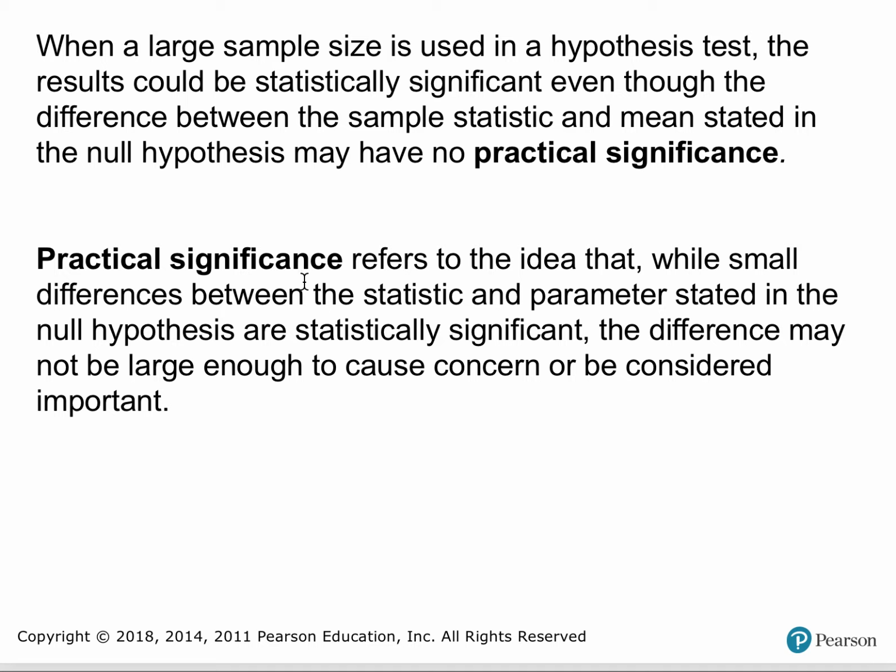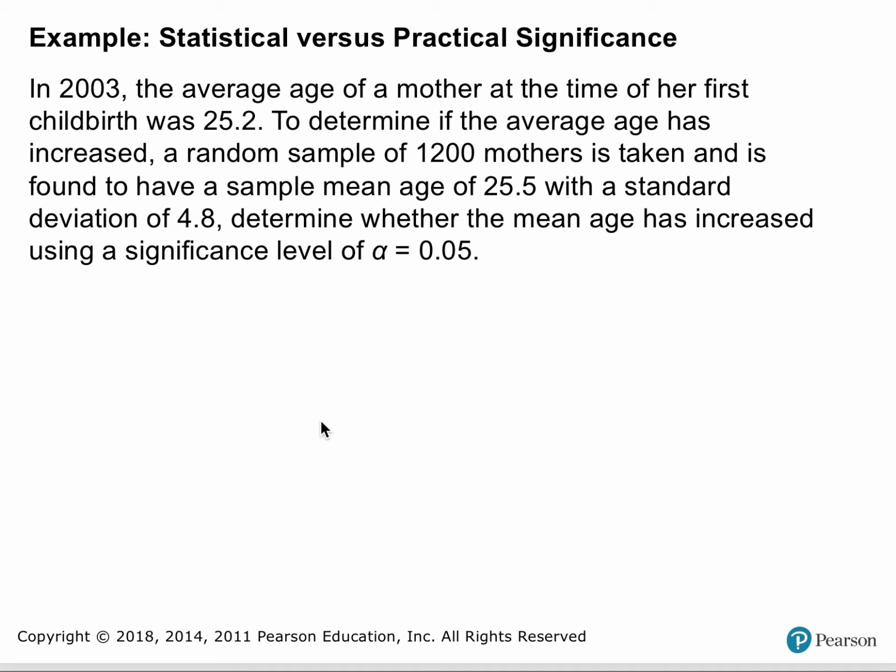Practical significance refers to the idea that while small differences between the statistic and the parameter stated in the null hypothesis are statistically significant, the difference may not be large enough to cause concern or be considered important. So let's look at what that means with an example.